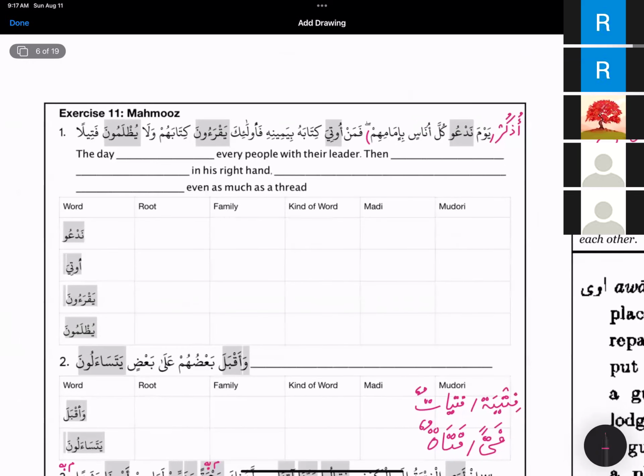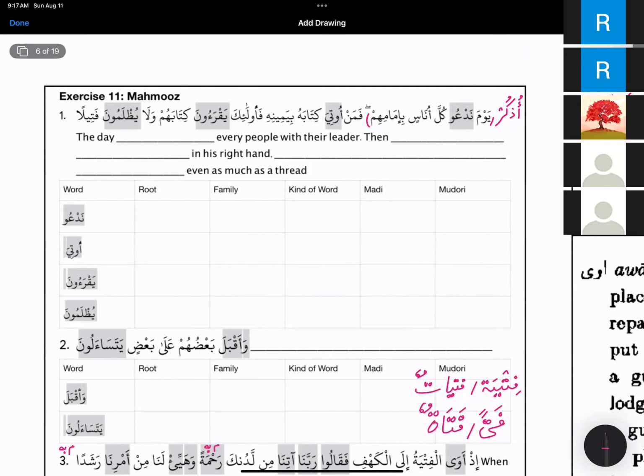Maful. It is maful bihi. So utiya kitabahu: whoever is given his book of record, bi yaminihi. What kind of construction? Jar majroor and idafa fragment. So whoever is given his book of record in his right hand, right?